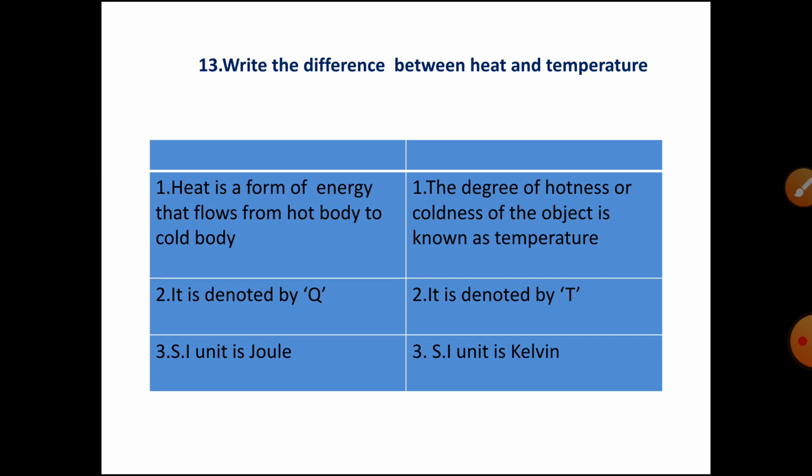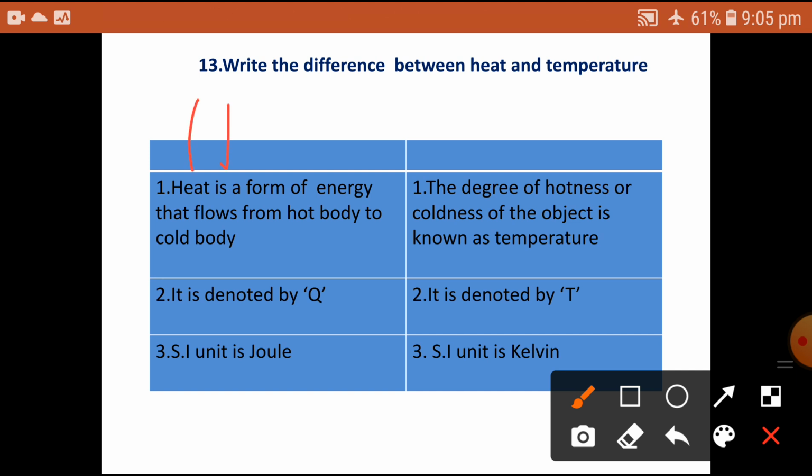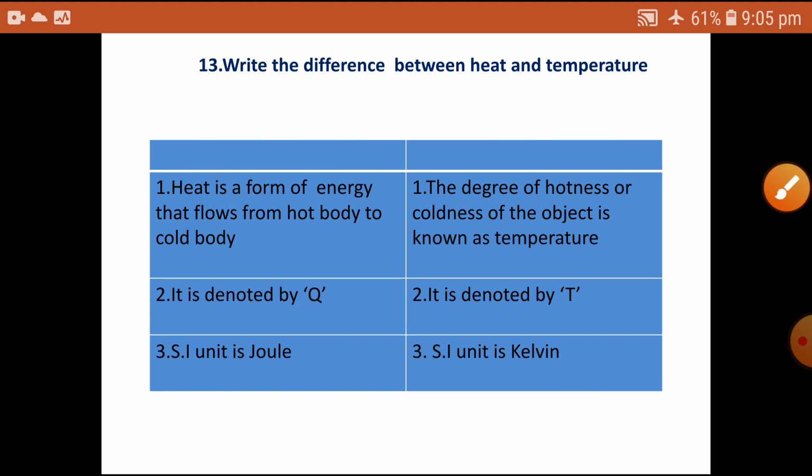Heat is a form of energy that flows from hot body to the cold body, or that flows from the body which is at higher temperature to the lower temperature. And for the temperature, the degree of hotness or coldness of the object is known as temperature. Heat is denoted by capital Q, temperature is denoted by T. SI unit of heat is joule, SI unit of temperature is Kelvin. Likewise you have to write here, heat and temperature, you have to put the headings. Okay, likewise they will ask you in the examination.